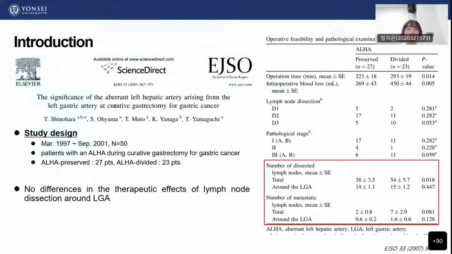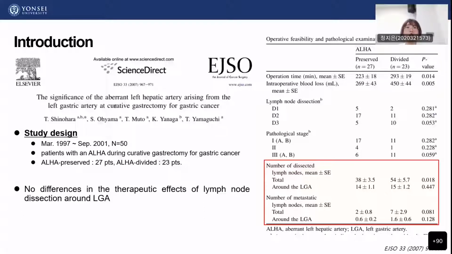This study was also conducted in Japan from March 1997 to September 2001. Data of 50 gastric cancer patients with aberrant left hepatic artery were collected. Their operative feasibility and postoperative liver function were analyzed.